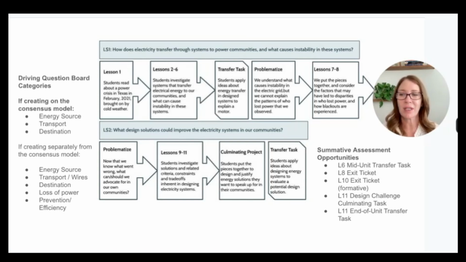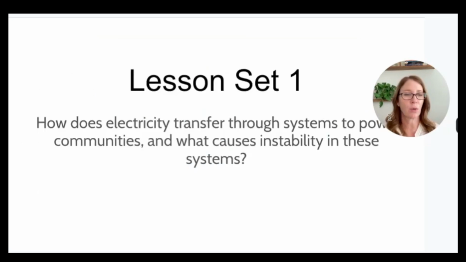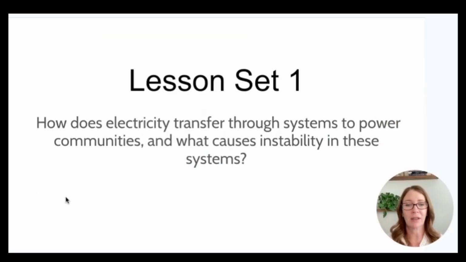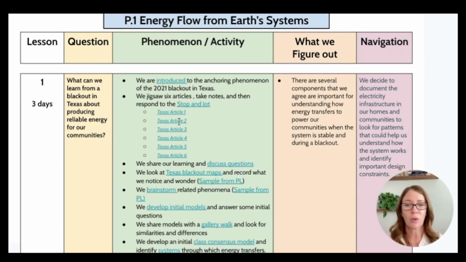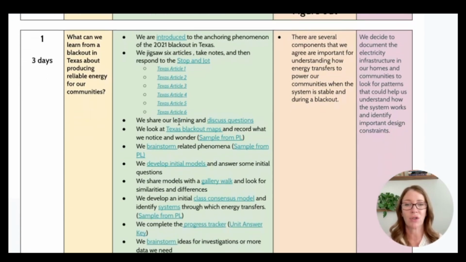Okay, let's move into lesson set 1. It all is going to be about how does electricity transfer through systems to power communities and what causes instability in these systems. So it's introduced in lesson 1 by the anchoring phenomenon, which is the 2021 blackout in Texas. You will see that students are going to jigsaw 6 different articles. And so you put them into groups. Here are links to all the articles.